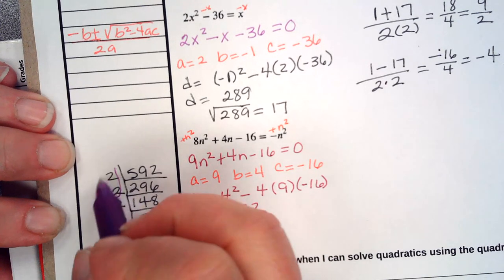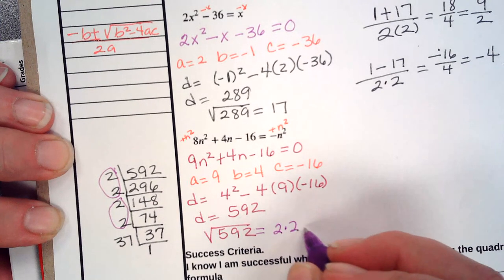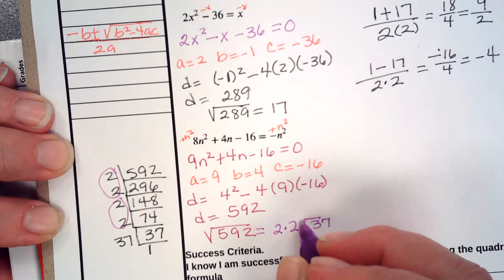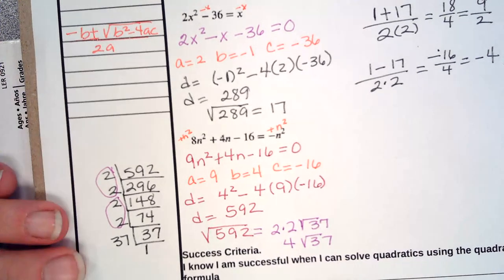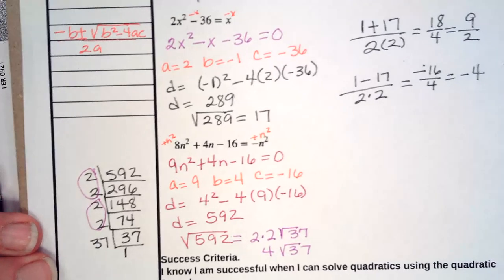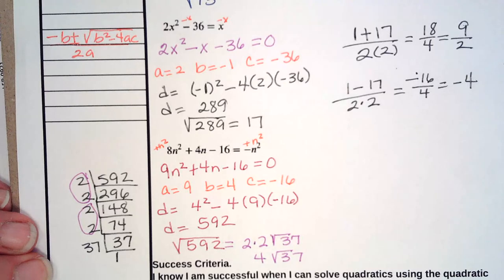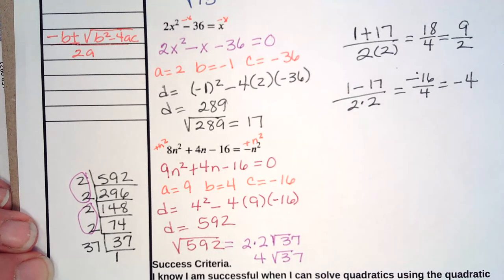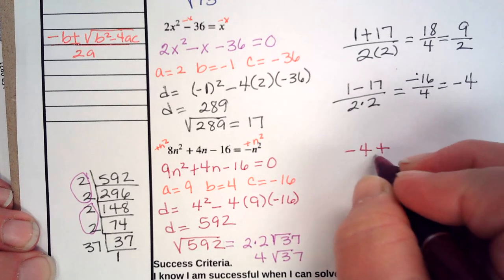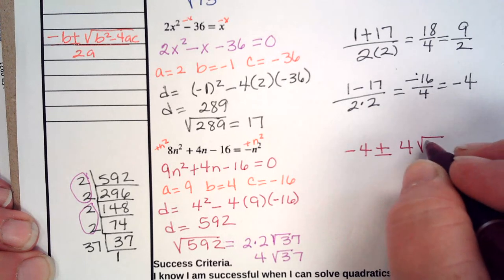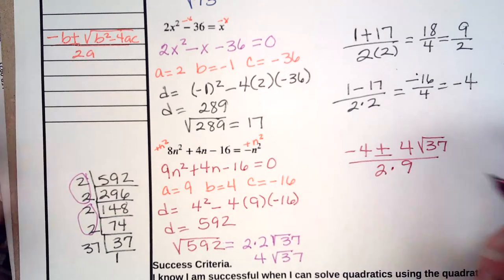So I've got a pair of 2's. I've got another pair of 2's. So this is equal to 2 times 2 square root of 37, or 4 square root of 37. Once again, this is going to be a radical. So I will plug it in, but I will have the plus or minus in it. Okay, so the opposite of B. B is 4. The opposite is -4. Plus or minus 4 square root of 37, all over 2 times 9.